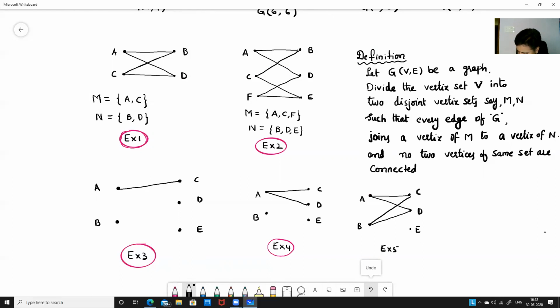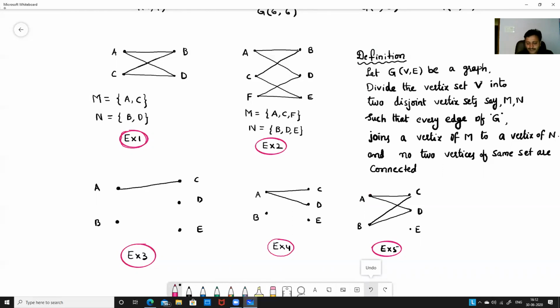Example 5. Okay. The invalid bipartite graph is one where we cannot join A and B. If I suppose join A and B, then it is not possible. It is not possible to have such a type of edge in the bipartite graph. Okay, I hope it is very clear now, right?